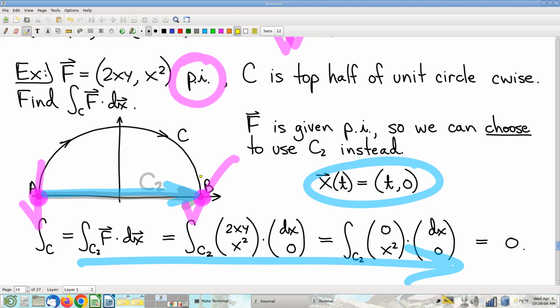The fact that my curve is entirely on the x-axis makes y exclusively 0, which makes dy 0, which also makes this y 0, which makes that 0. I got a ton of zeros showing up just because I picked a curve that was exclusively on the x-axis, right? So the path independence opens up a lot of opportunities for awesomeness. And it's really nice. So it can be sometimes a good computational tool.